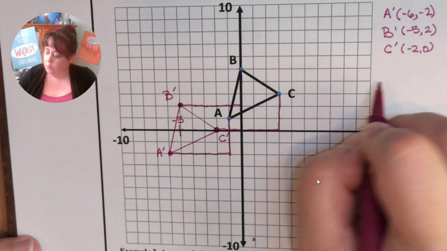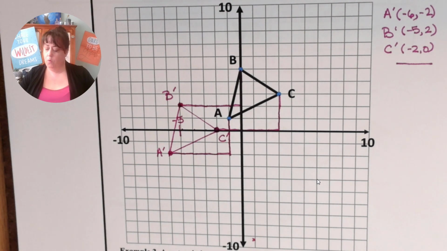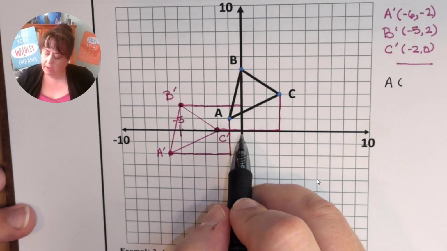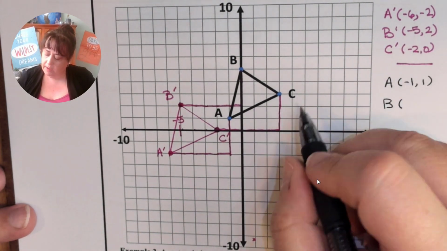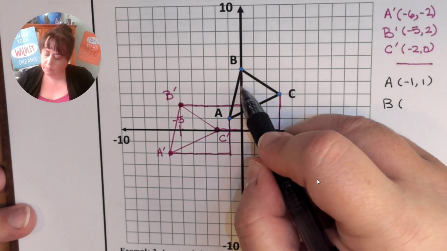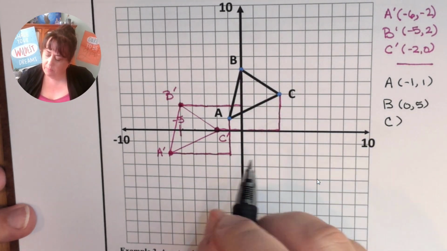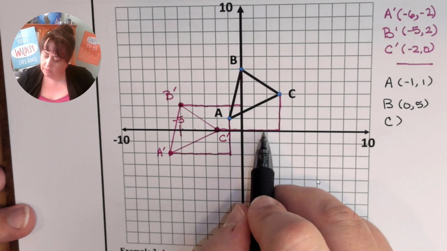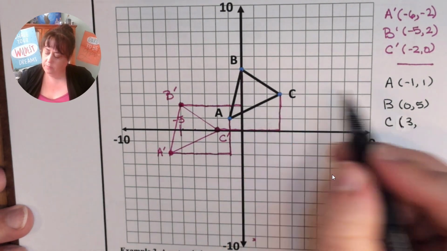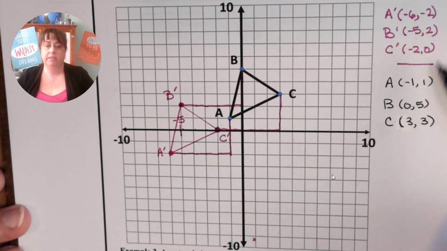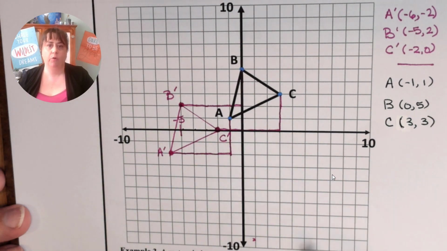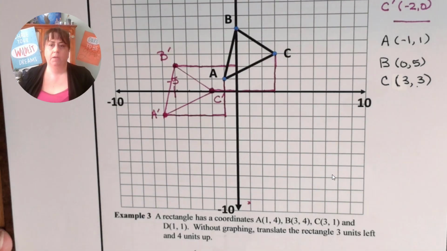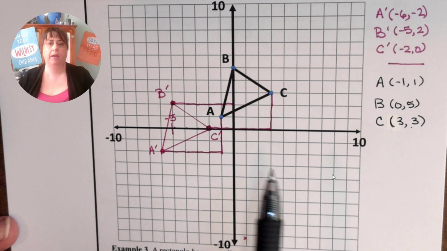Let's write down the original coordinates for A, B, and C. A was -1, 1. B was 0, 1, 2, 3, 4, 5. And C was 1, 2, 3. Because what we're going to do next is we're going to say, what if I don't have a graph? How can I go straight from here to here? So let's talk about that right now.